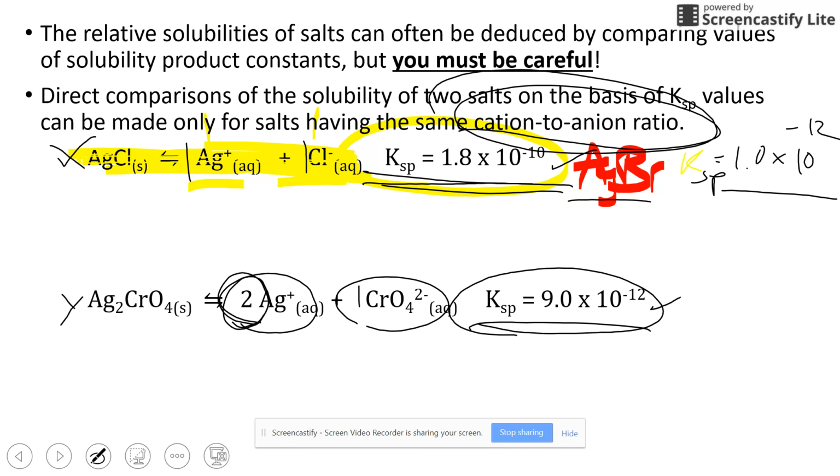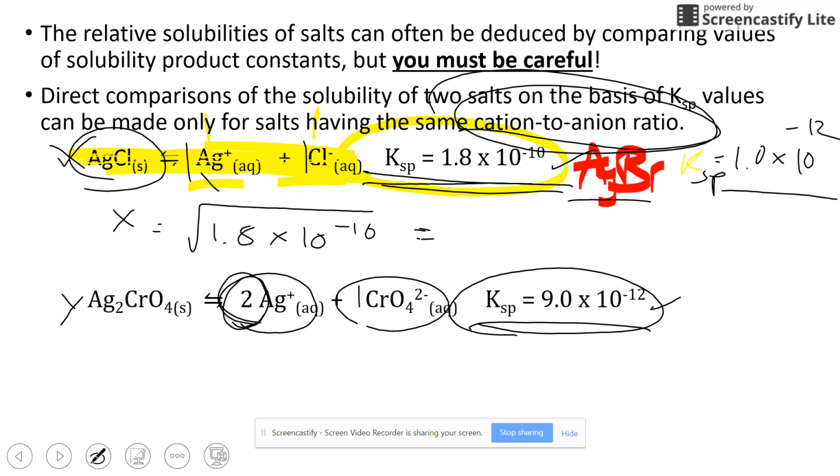Let's find the solubility of silver chloride. So X would be equal to the square root of 1.8 times 10 to negative 10. If you wonder how I came up with this, go back and look at the two problems before this one. You know why I put X equal to the square root of KSP now, because this is X times X, right? Then solve for that. It is going to come out to 1.3 times 10 to the negative 5. That is the solubility of silver chloride.